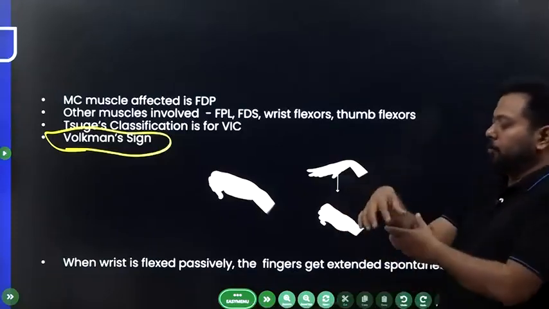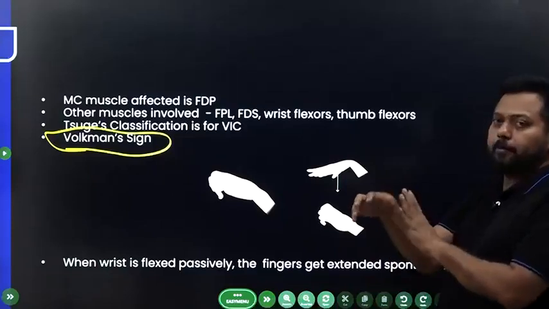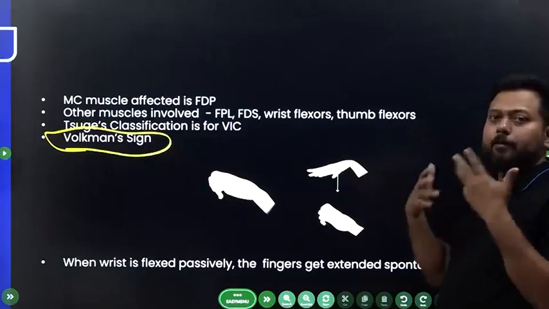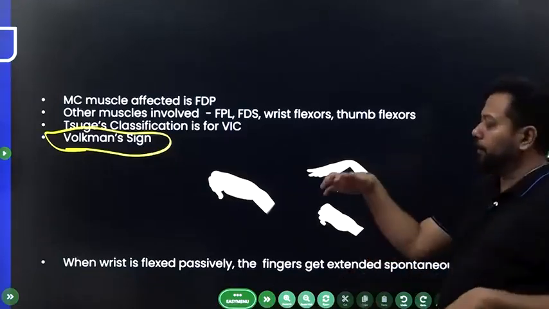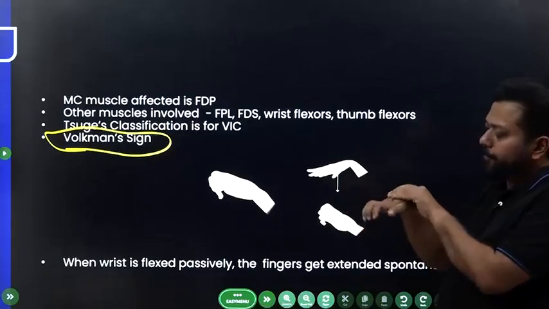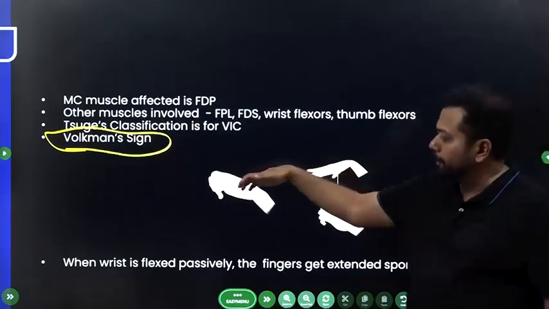Okay, see, Volkmann's ischemia, it will be like that. The patient can't, because it has undergone contracture. All the muscle had undergone ischemia, necrosis, fibrosis, contracture. So, everything is like that. So, when the wrist is flexed passively, this is the normal position in Volkmann's ischemia.